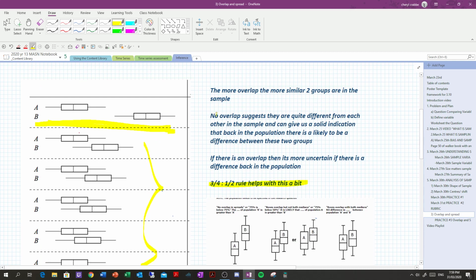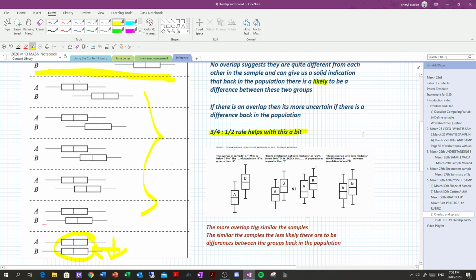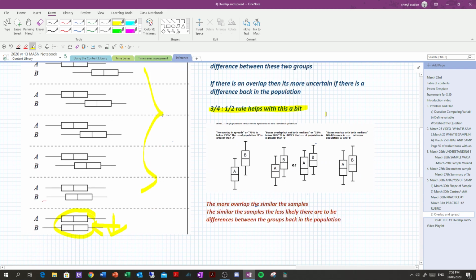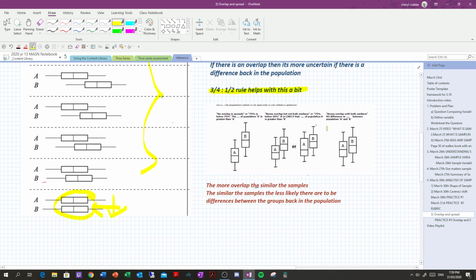So no overlap suggests the two groups in the sample are quite different from each other, and gives us a solid indication that back in the population there is likely to be a difference between the two groups. If there is an overlap, then it's more uncertain whether there is a difference between the two groups back in the population. Now, some of you would have used the 75%, 50% thing.